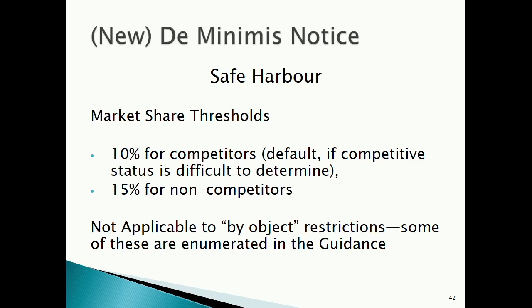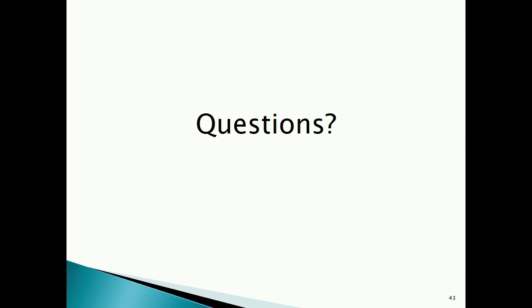Okay. So an agreement between competitors who share 10% of the market, and 15% for non-competitors, those agreements, so long as they do not include by object restrictions, are automatically exempted from the EU's competition provisions. Okay. So the de minimis effect is essentially... Can you explain the de minimis effect?